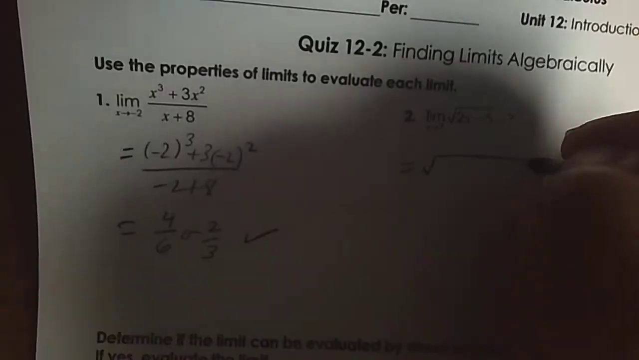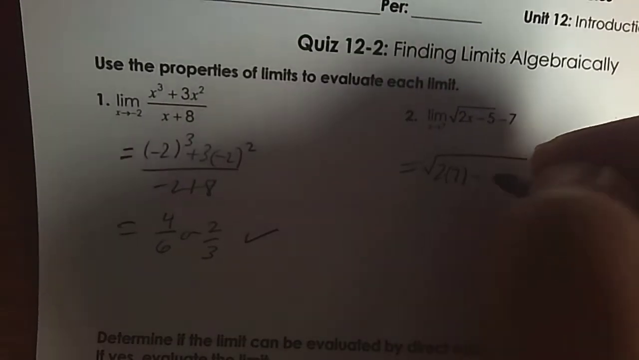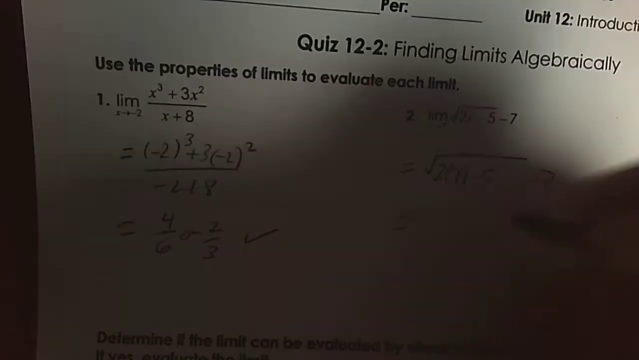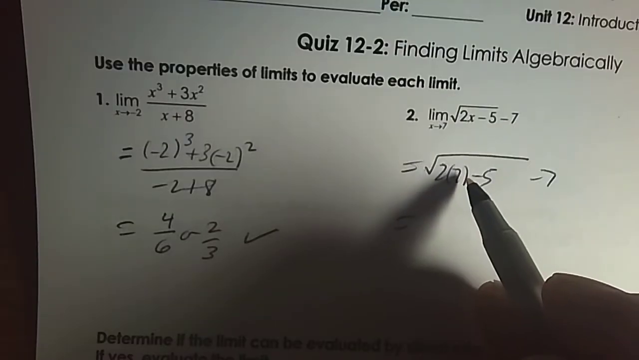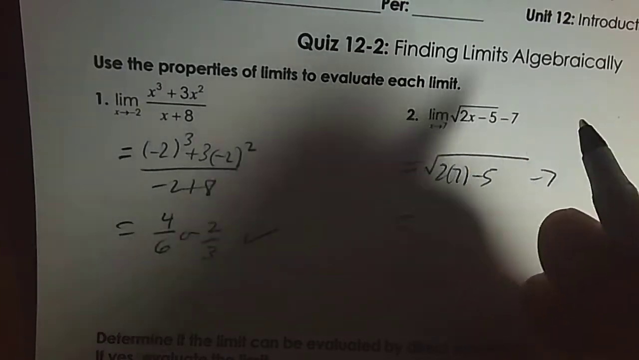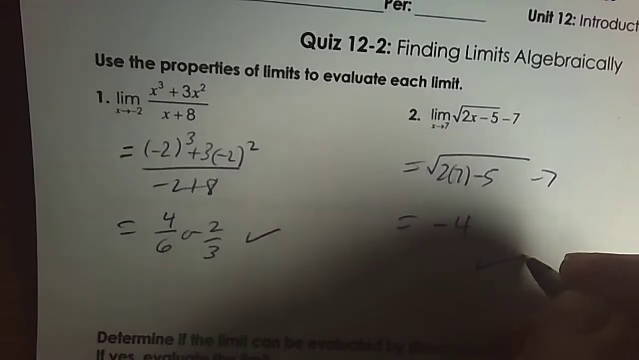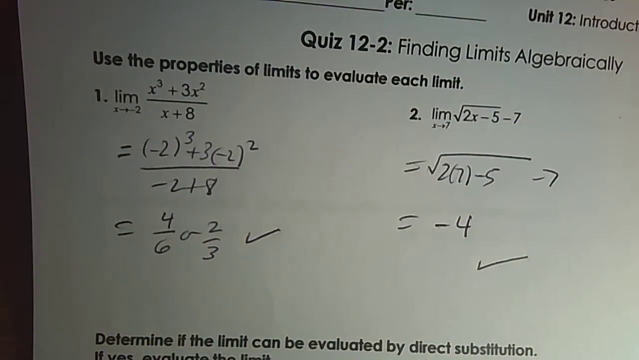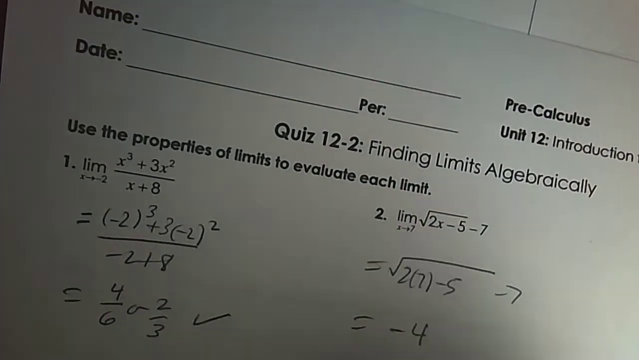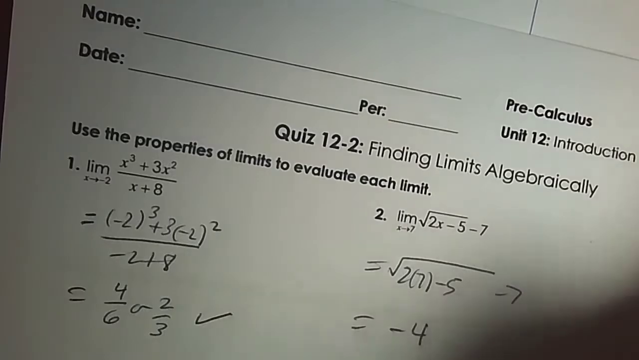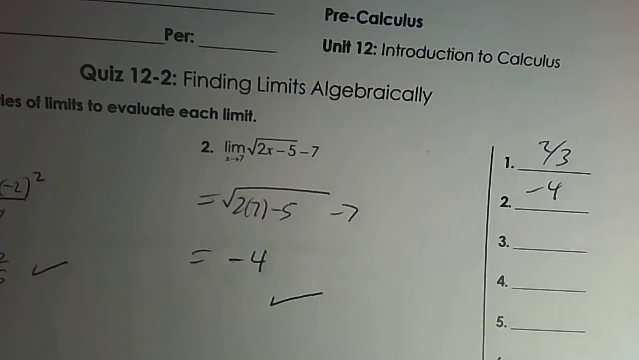Direct substitution. That's 14 take away 5. So the square root of 9 is 3. Take away 7 is -4. So a point for number 1, a check mark for number 2. I'll write them down over here as well. 2/3, -4. So we'll see how we're doing as we go along.